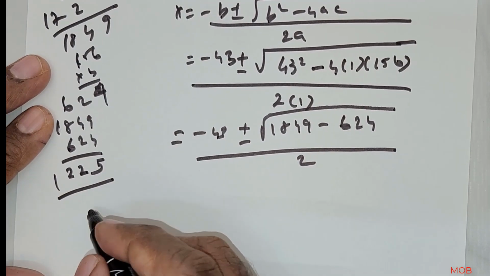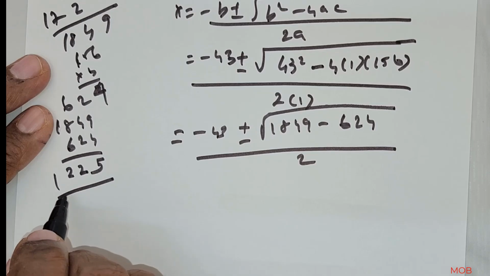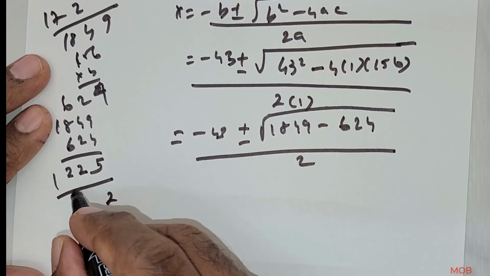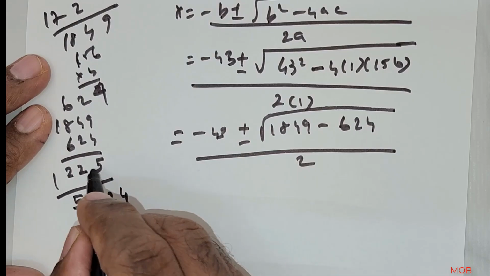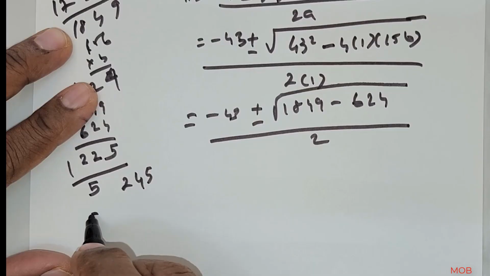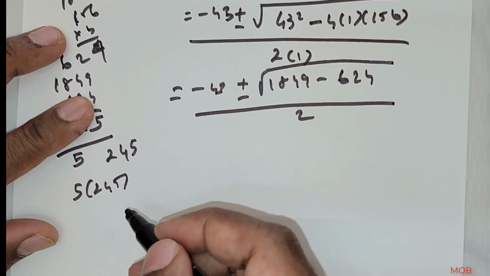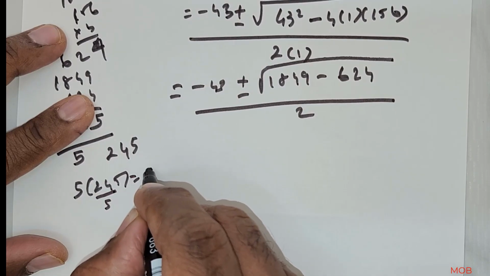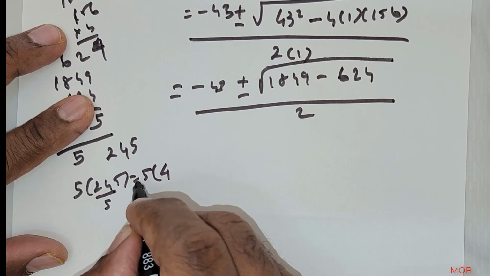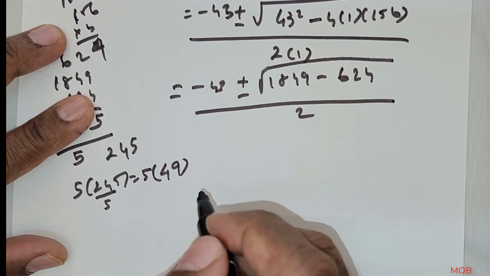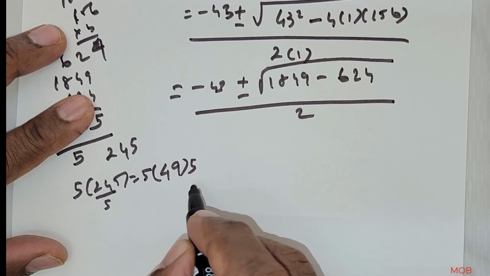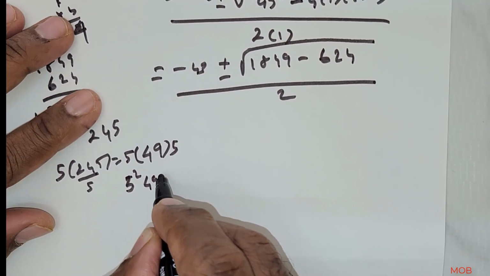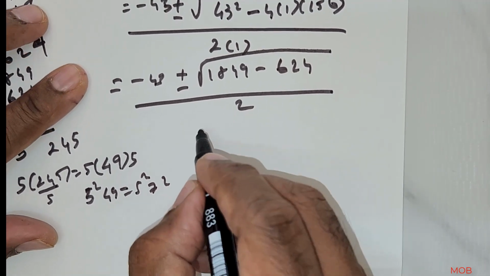First, we will have to reduce these components. So if I reduce by 5, 5 times 245 is 1225, and then again I reduce by 5. So what do I get? 5 times 49 is 245, right? So I have a 5 squared here and 49, which is 5 squared and 7 squared.